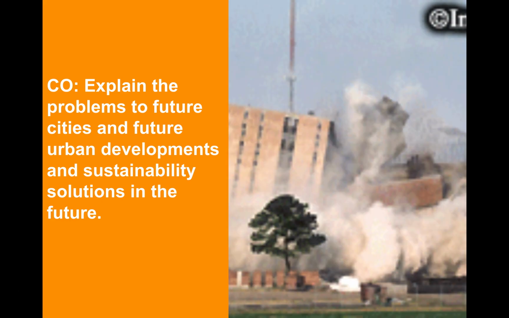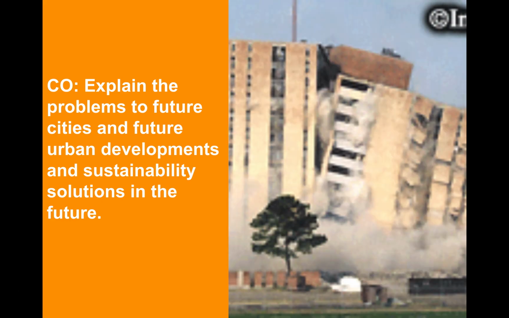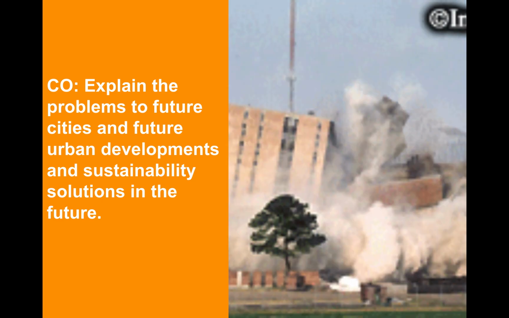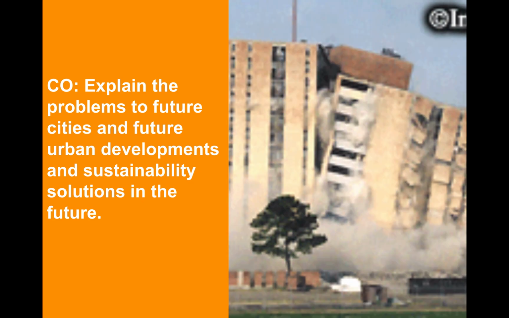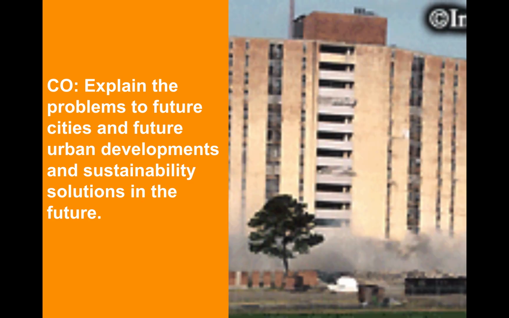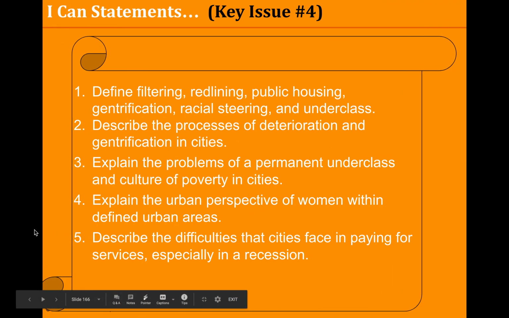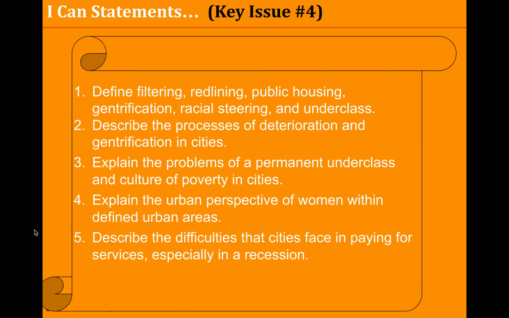Chapter 13, Key Issue 4, Content Objective. Explain the problems to future cities and future urban developments and sustainability solutions in the future. Your I Can statements: 1. Define filtering, redlining, public housing, gentrification, racial steering, and underclass.